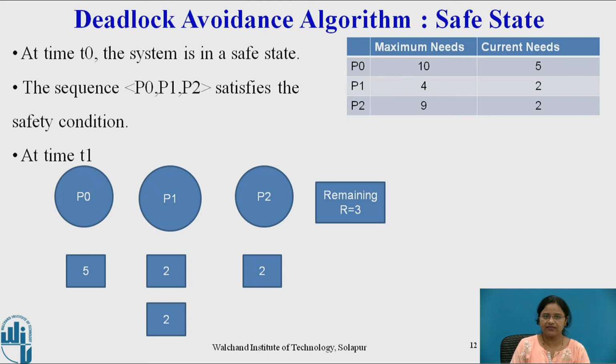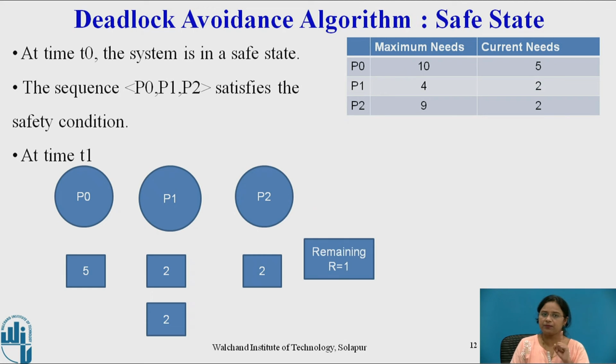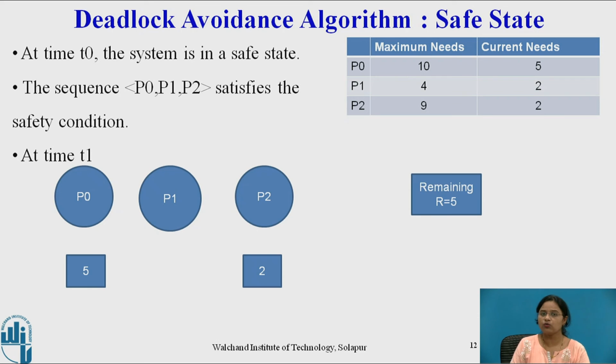Now at time t1, suppose process P1 requests 2 resources. Now 2 is less than the 3 remaining resources, so it can be allocated to P1. Now the remaining will be 1, and now P1 finishes its use and releases all these 4 resources. Now the total remaining resources will become 1 plus 4, that is 5. Then next P0 requests its 5 resources. Yes, it can be granted because 5 are available. So P0 is given 5 resources.